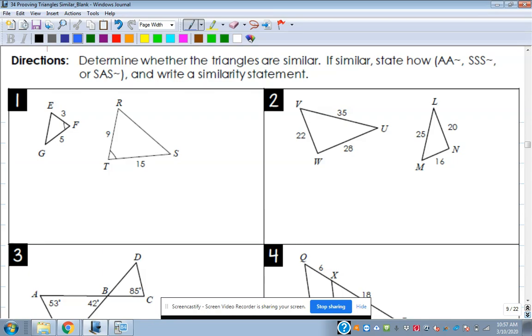So GF should correspond to what? TS, so 5 over 15, 1/3, and then 3 over 9, 1/3. Same ratio. So those are similar by side angle side similarity. And I'm just going to follow the sides, E, F, G, similar to RTS, by side angle side similarity on that one.